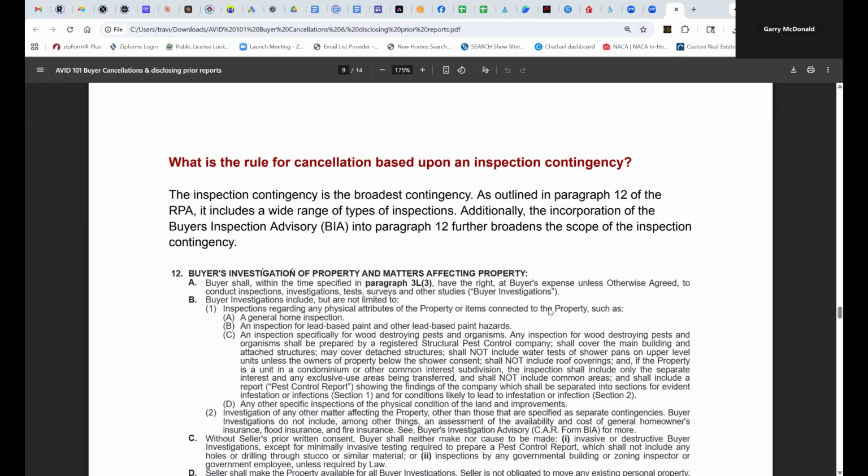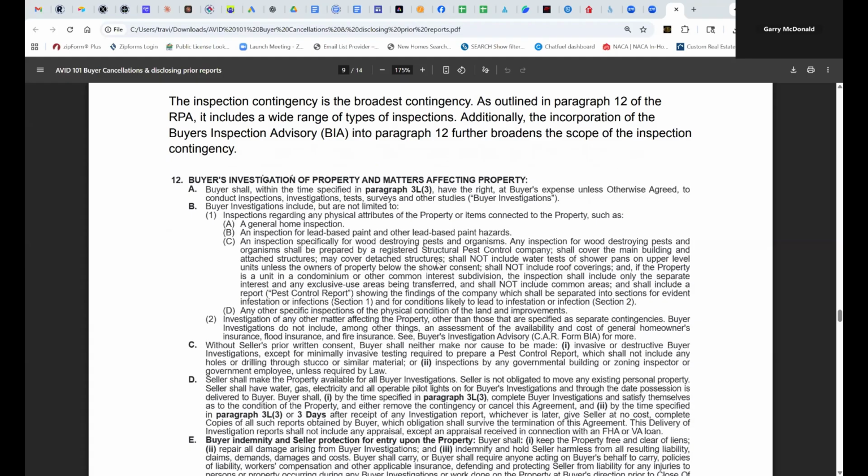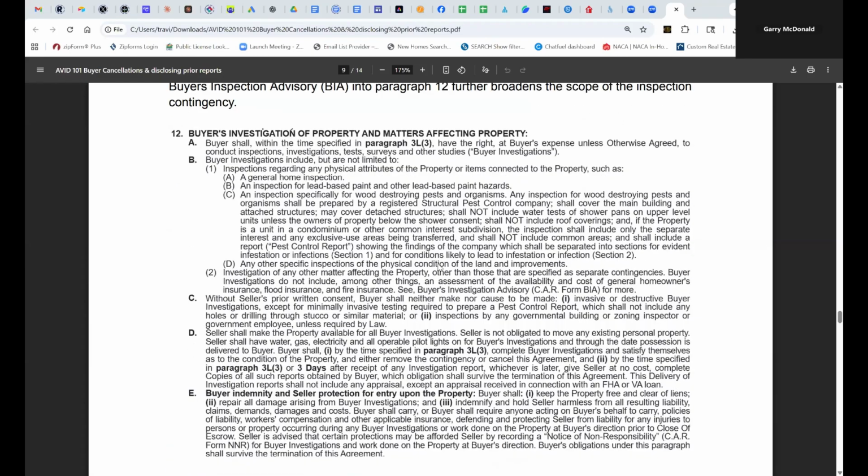All right. So what is the rule for cancellation based upon an inspection contingency? The inspection contingency is the broadest contingency. As outlined in paragraph 12 of the RPA, it includes a wide range of inspections. Additionally, the incorporation of the buyer's inspection advisory, the BIA, into paragraph 12 further broadens the scope of the inspection contingency. So this is what section 12 looks like of the RPA. You can see this is one of the larger sections in here, and it gives a whole slew of inspections that the buyer can obtain.